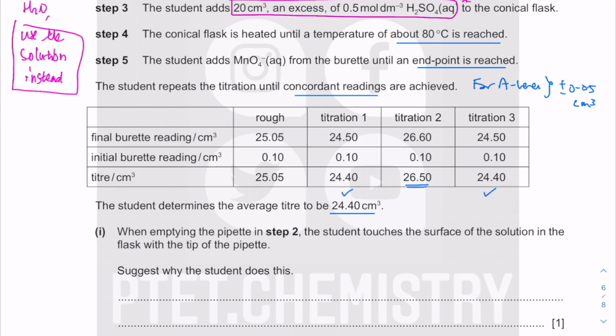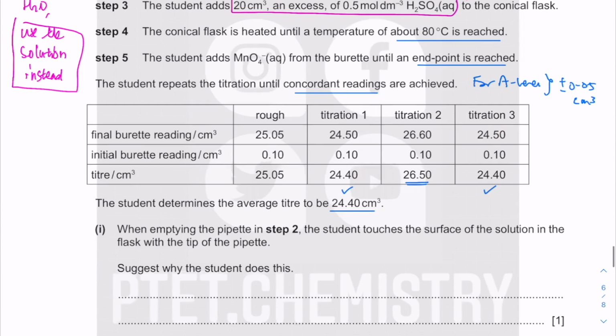When you average them, you always have to be appropriate in your amount of significant figures, because it's the average titer, and all your titers come from burette readings. They are to 2 decimal places. Okay, for A level burette readings, 2 decimal places. That's why the average is also 2 decimal places there.